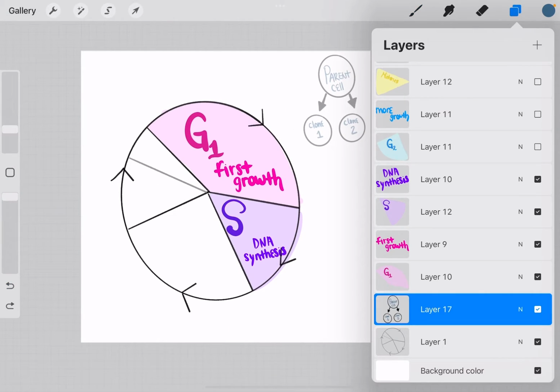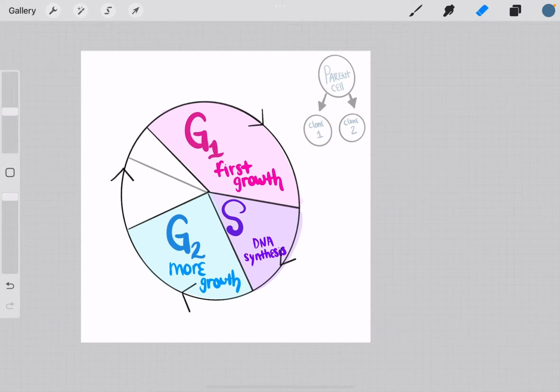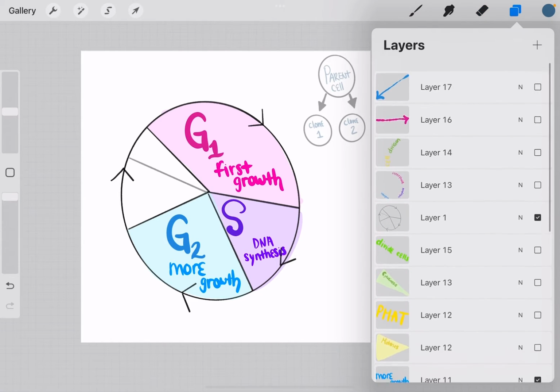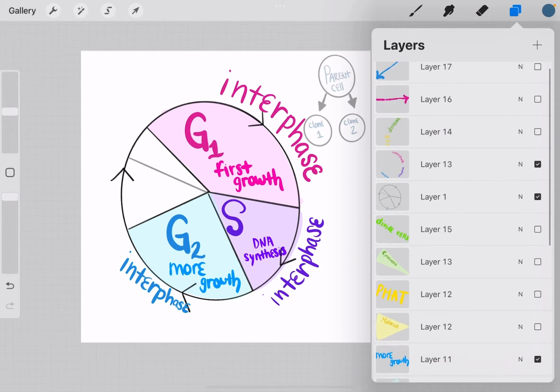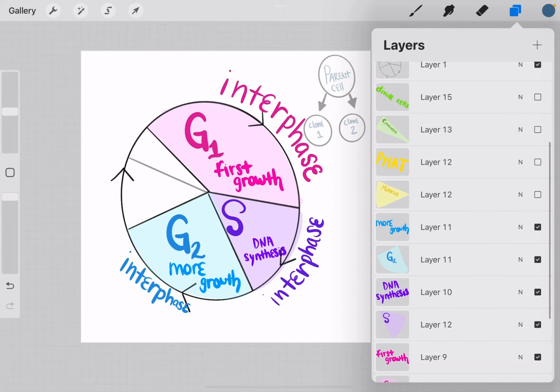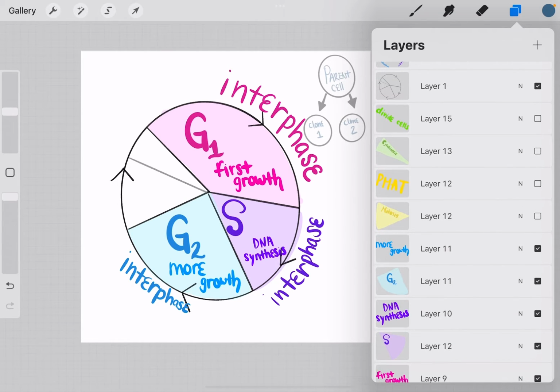The next part of the cell cycle is G2, which stands for the secondary growth phase. That's the second time that the cell is growing, and it's really getting prepared for division. Those things are collectively known as interphase. Interphase is the part of the cell cycle where the cell is preparing for growth, preparing for division.